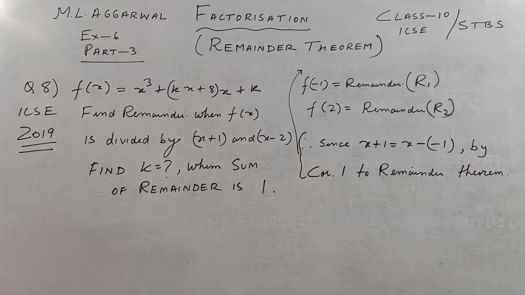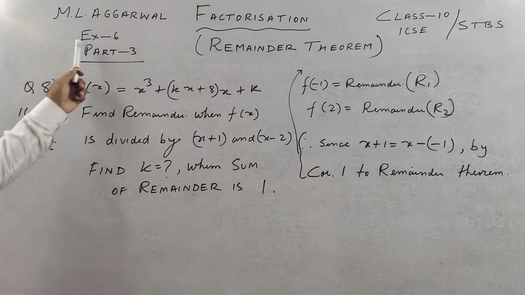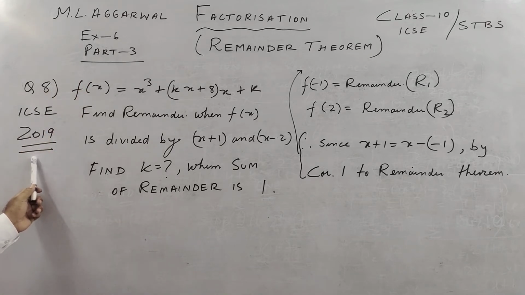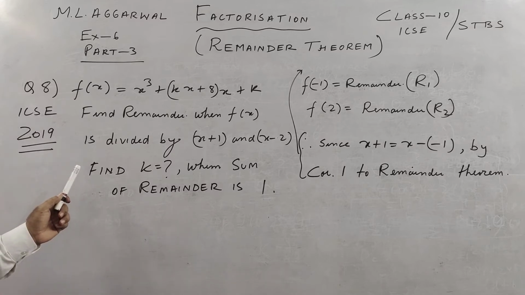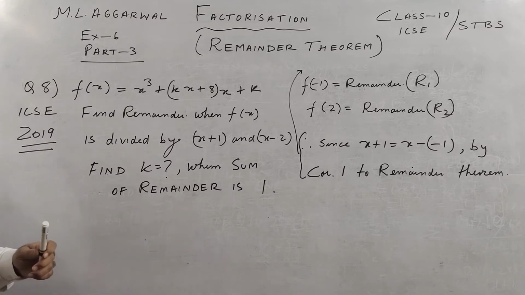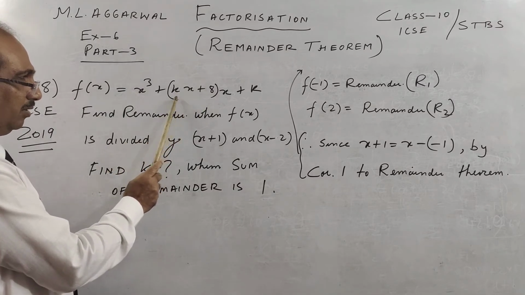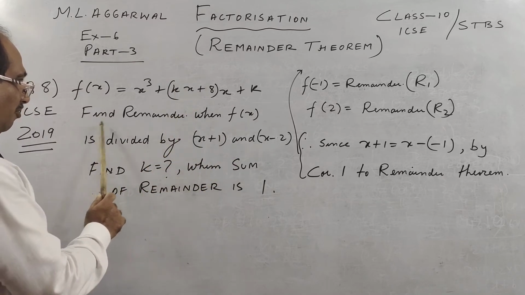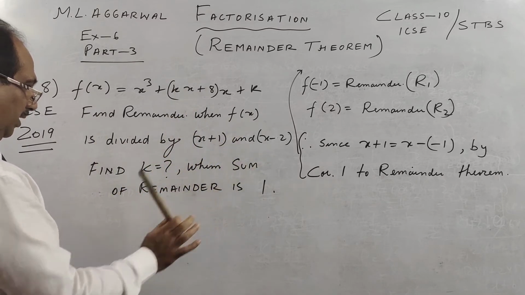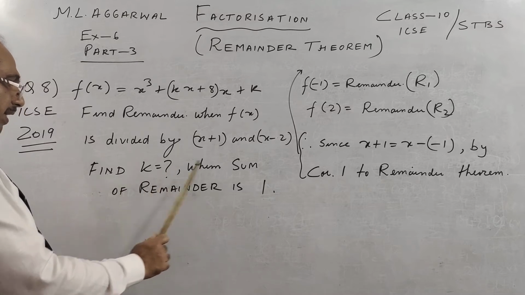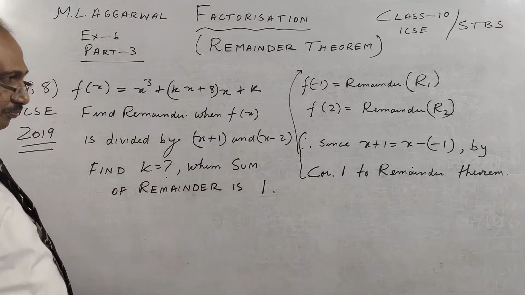So now we move on to question number 8, which is from ML Agrawal's book. Question 8 is ICSE 2019. One question from 2019 on the factor theorem I have already solved in part 1 of the video. So see that. Here, children, f(x) is given, and k is what we have to find. Remember, wherever k, a, b is there, find the remainder when f(x) is divided by this. Find k when the sum of the remainders is 1.